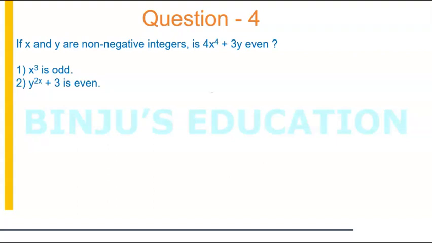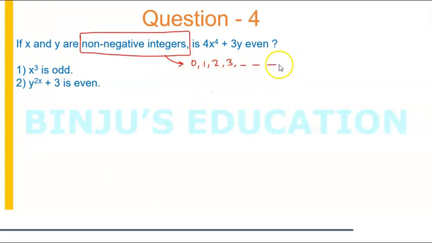X and Y are non-negative integers. What are non-negative integers? Non-negative integers are 0, 1, 2, 3, and so on. So x and y can be 0, 1, 2, 3, 4, 5, 6, whichever one you want to take. It's positive numbers and 0. Is this even? This is the actual question. Is this even? Now observe.